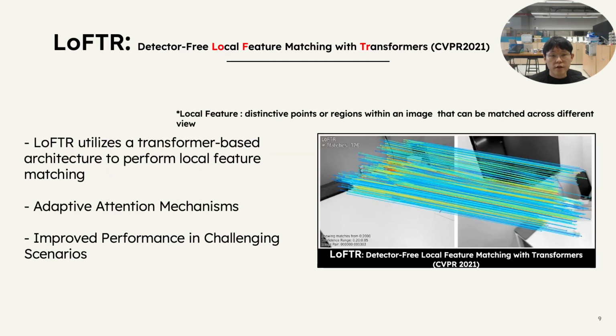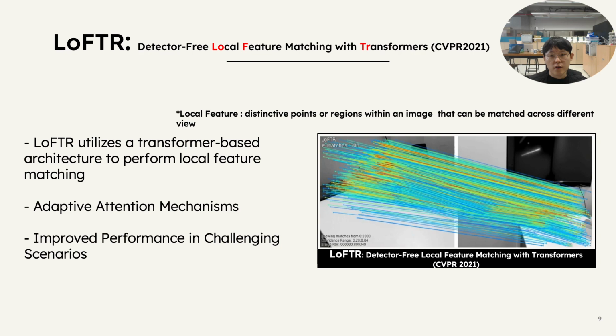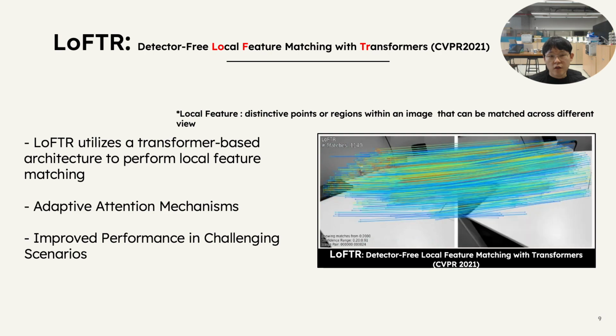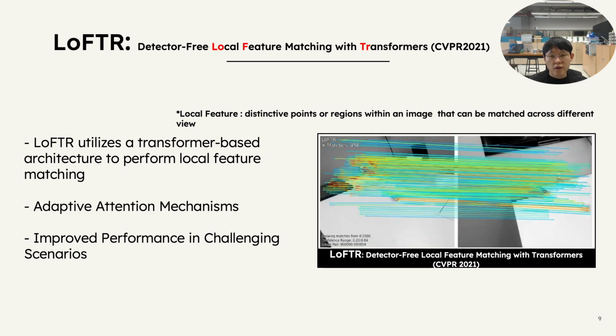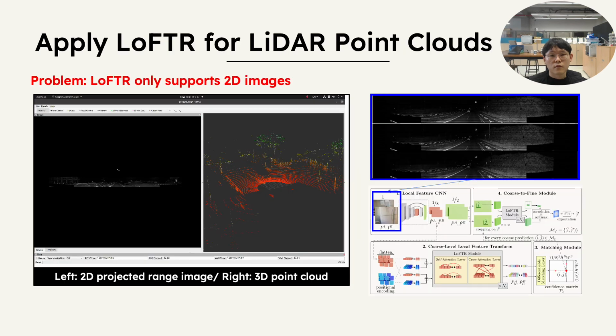As I mentioned earlier, LoFTR incorporates an attention mechanism in its transformer-based architecture, enhancing robustness. It generates high-quality matches even in challenging conditions, such as indistinctive regions with low texture, motion blur, or repetitive patterns. However, the problem arises when we apply LoFTR to LiDAR point clouds. Since it only supports 2D images, it doesn't align with our objective. So we plan to convert 3D LiDAR point cloud data into 2D range images for feature matching.